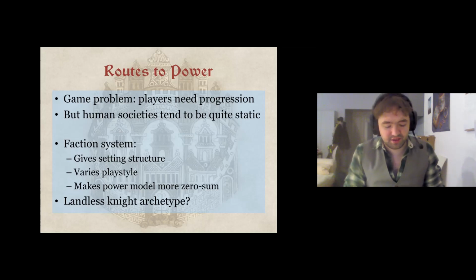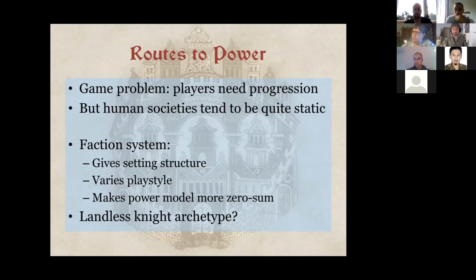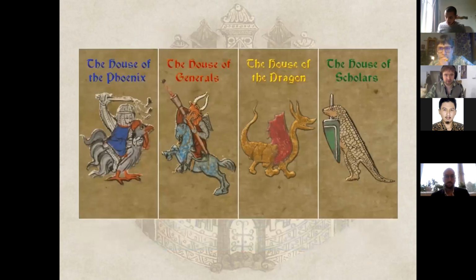So in this game, I've done those in relatively conventional game ways. You start as effectively a landless knight type character. You are treated as being of a fairly middling social rank as far as everyone's concerned. You've got a faction that you belong to, which gives you some setting structure and playstyle variation. And this is part of what drives your game and how you particularly want to play through in that round. So these are the different factions you can start as.